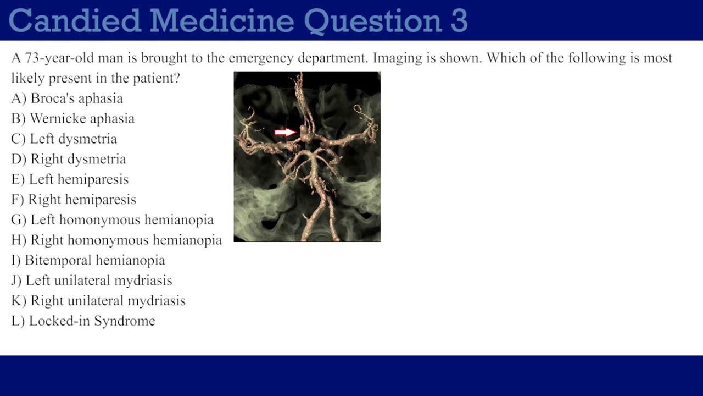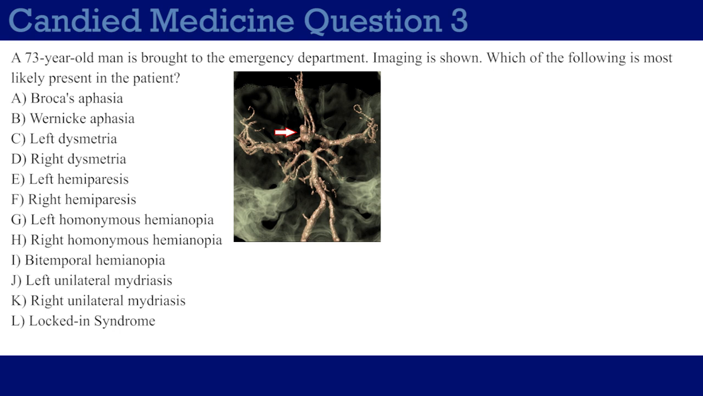A 73-year-old man is brought to the emergency department. Imaging is shown. Which of the following is most likely present in this patient? A. Broca's aphasia. B. Wernicke's aphasia. C. Left dysmetria. D. Right dysmetria. E. Left hemiparesis. F. Right hemiparesis.